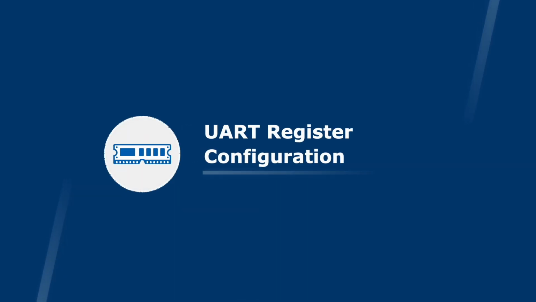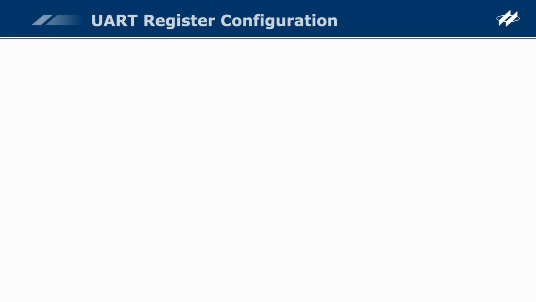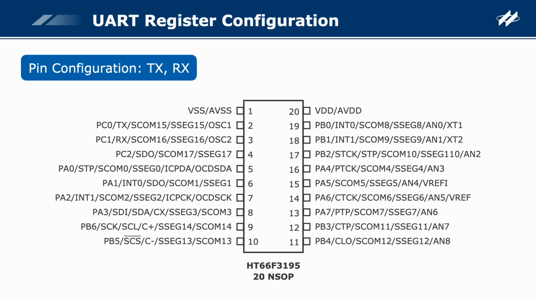UART register configuration. For the HT66F3195, its TX and RX pins are pin shared with PC0 and PC1 respectively. It is required to first use the related pin shared control register to set PC0 pin function to TX and PC1 to RX, before further UART configuration. Pin configuration will be introduced in a subsequent course.